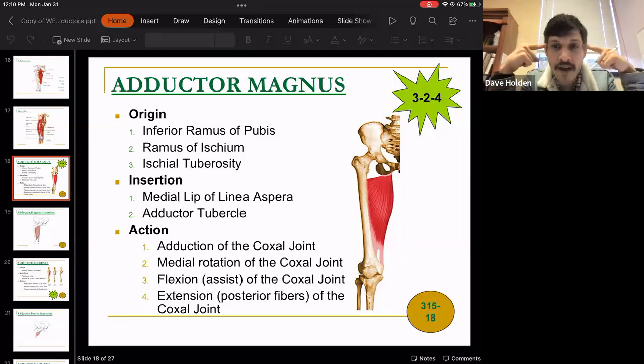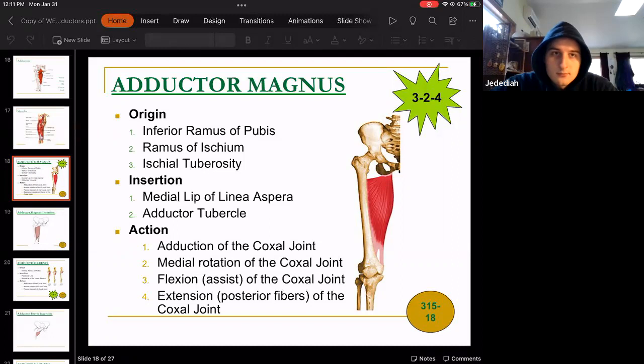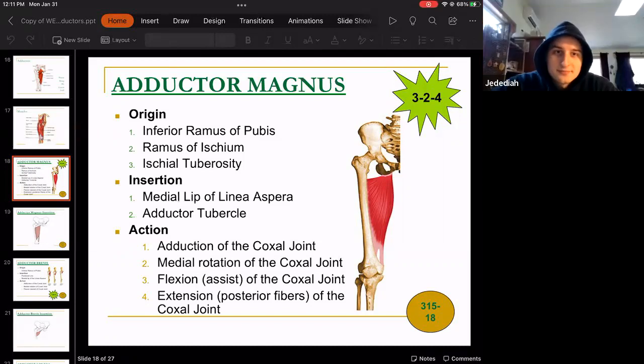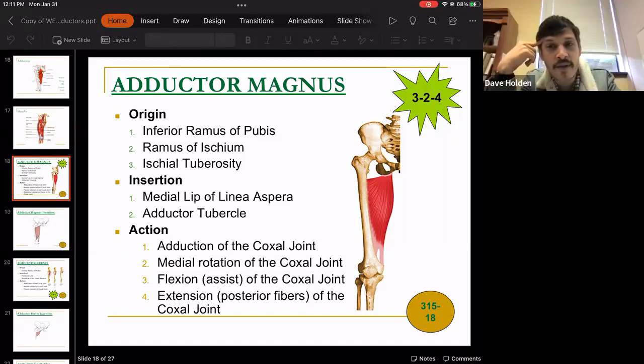Ding, ding. Where have I heard that name before? Ischial tuberosity. Why was that important? Oh, racking my brain. What was it? I feel like there was another important group of muscles that maybe also attached to the ischial tuberosity. Hamstrings. So if the hamstrings all start there and this muscle starts there, guess what those muscles have in common? Not just the origin, but the action.